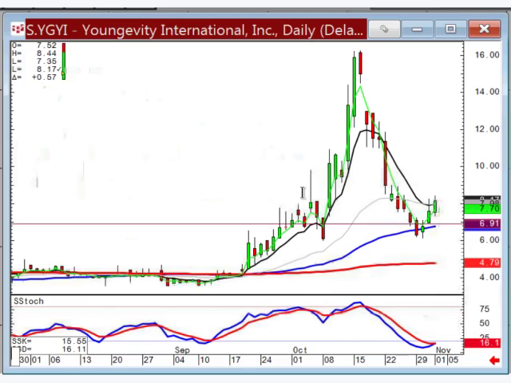Why did WTW reverse today? On daily, it was a bullish chart.